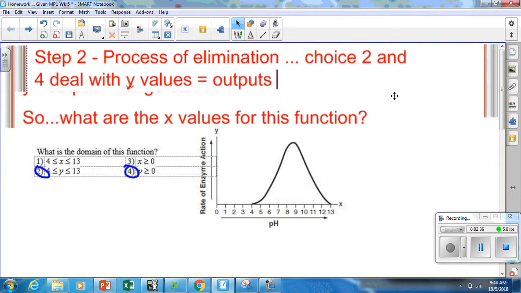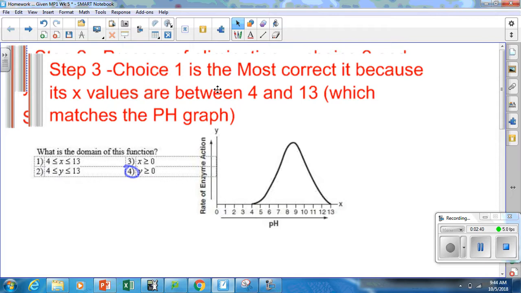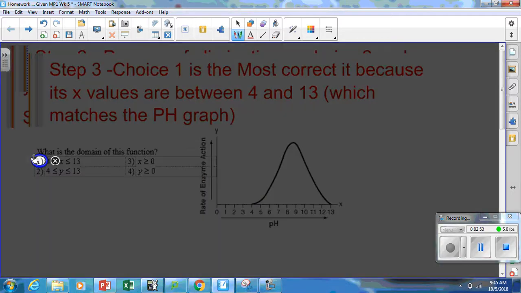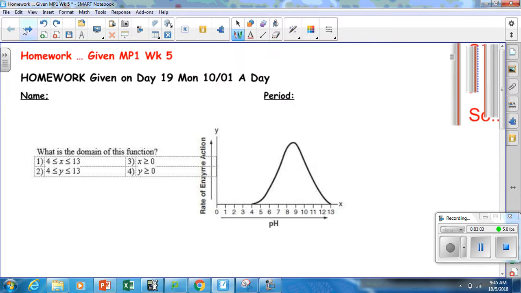Yet choice 1 has an x value, but it also has a range of 4 to 13. So 1 would be the most correct answer for our first question. Number 1 is what we're going with. All right, let's reset.